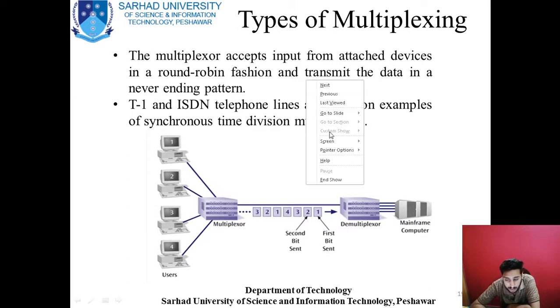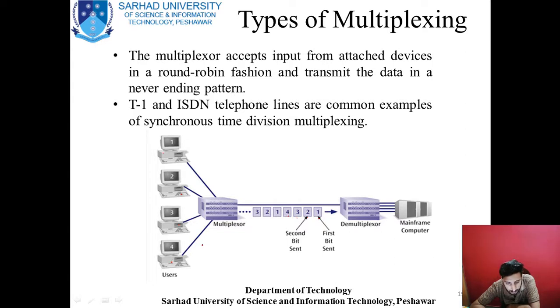In synchronous TDM, each user is allowed to participate in the communication. Let's say the first slot will be given to the first user, the second time slot to the second user, the third time slot to the third user, and the fourth time slot to the fourth user. And this method will continue repeatedly again and again. Each user will be given the same time. This is known as synchronous time division multiplexing, in which you are giving each user the same time slot.